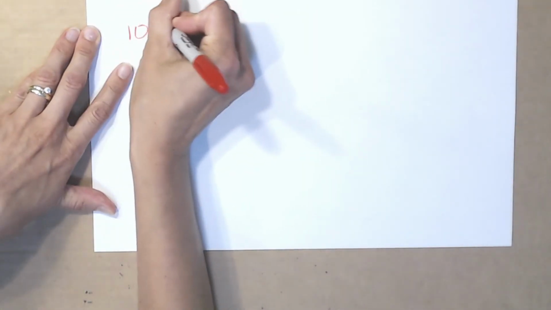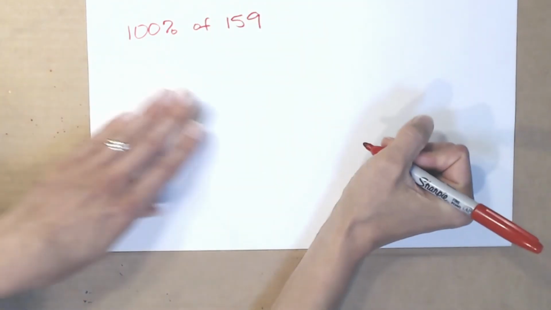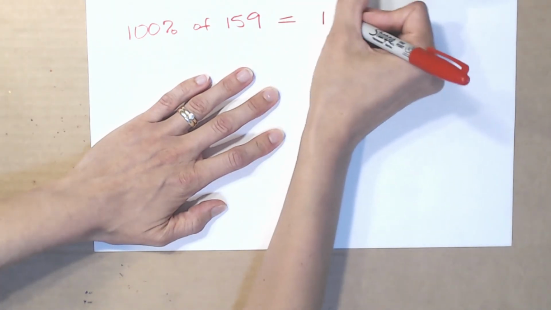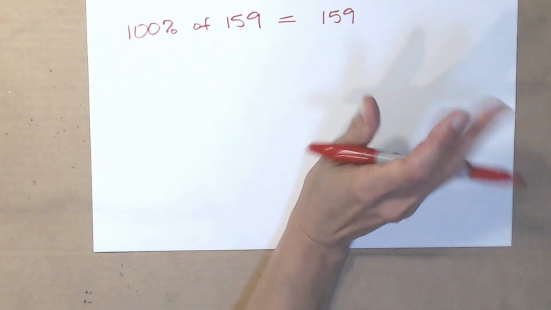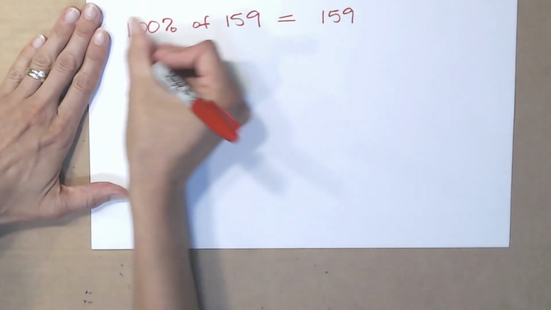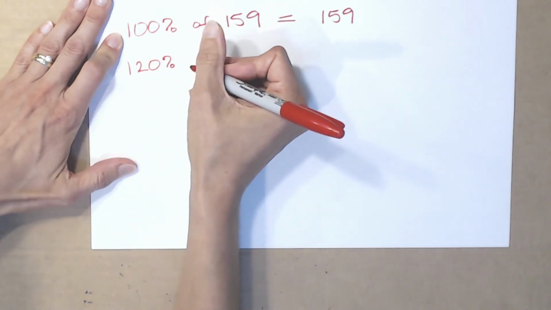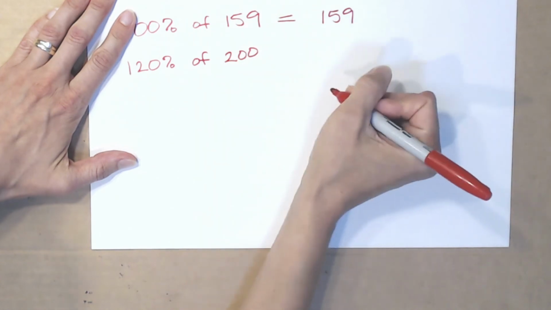So let's say now 100% of a number is super easy to find. Example, 100% of 159. That's just all of it. 100% just means all of it. So 159. So you might see something like that. But you can go over 100%. You could have 120% of something. So let's say 120% of 200.